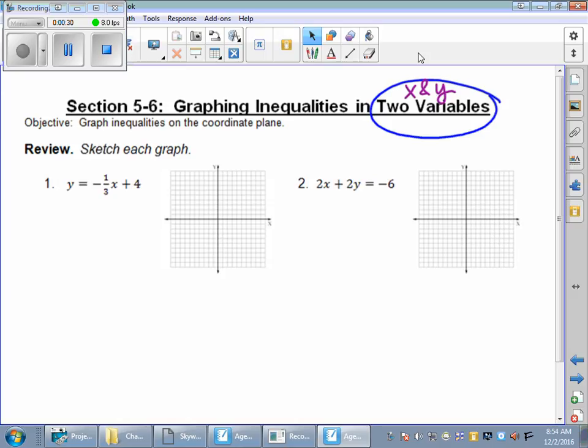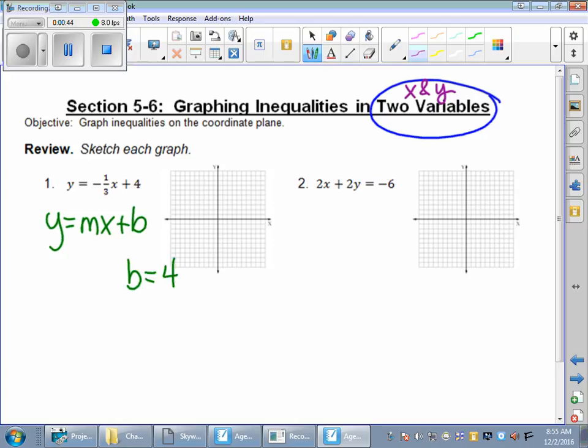So let's do a quick review. Number one, it says to sketch the graph, y equals negative 1/3 x plus 4. Well, we can graph that, right? So this is in mx plus b form. What is my b and what is my slope? Go ahead and put that on your graph. I know I'm going to begin with the 4 and I'm going to move with the slope. Everybody remembers that we go down 1 and right 3. Connect those guys. We have got ourselves a line.